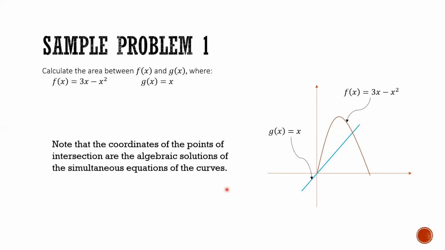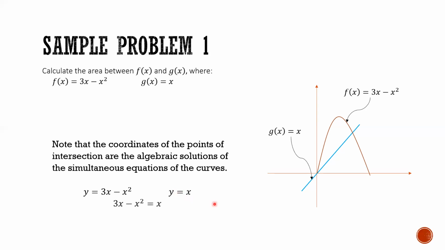So note that the coordinates of points of intersection are the algebraic solutions of the simultaneous equations of the curve. Or to put it simply, to determine the point of intersection of these two equations, all we have to do is to solve those two equations. So this is our equation 1 for f of x. This is our equation 2 for g of x.